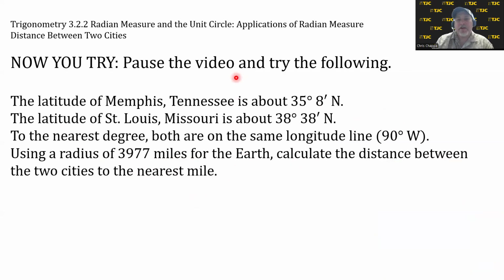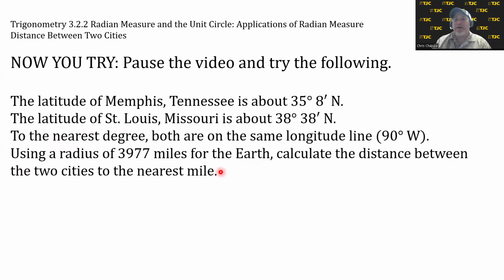Now you try. Pause the video and try the following. The latitude of Memphis, Tennessee is about 38 degrees 8 minutes north. The latitude of St. Louis, Missouri is about 38 degrees 38 minutes north. To the nearest degree, both are on the same longitude line, 90 degrees west. I confirmed this on Google Earth. Using a radius of 3,977 miles for the Earth, calculate the distance between the two cities to the nearest mile.